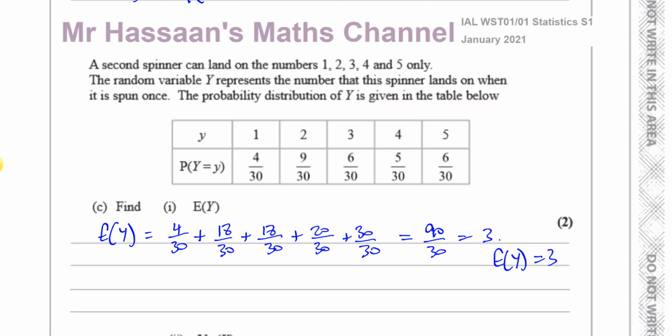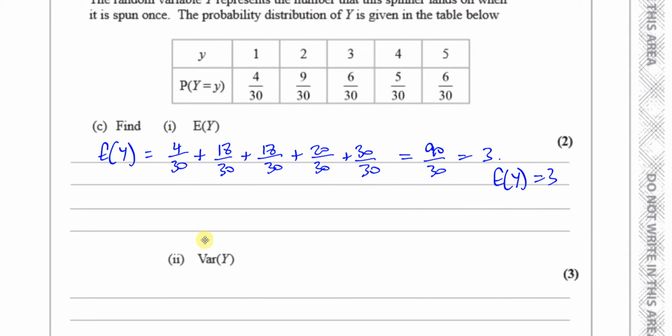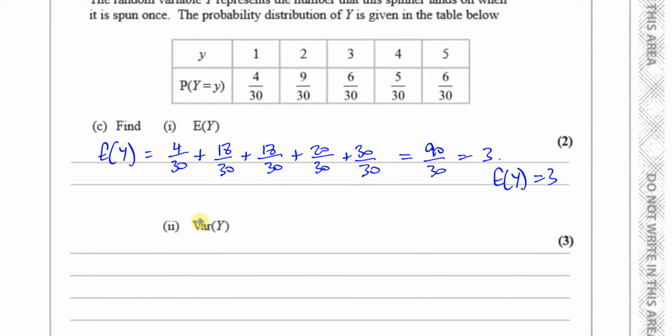And now we've got to find also the variance of y. Let's make a bit more space, put this up here. So the variance of y is basically where you square the random variable, and multiply it by the probability. It's what we said: the mean of the squares minus the square of the mean, as we did up there.